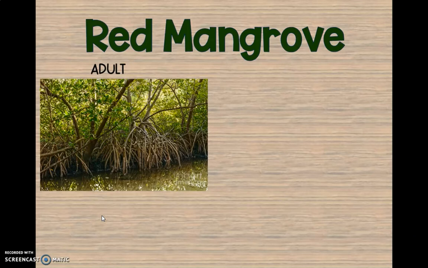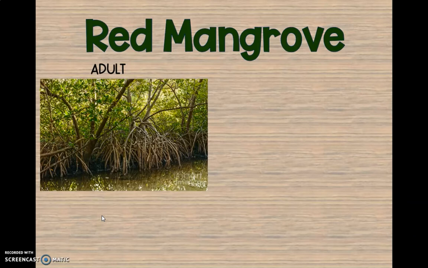Now, normally the roots of a tree would be underground, but with the red mangrove tree, if its roots were underground, it wouldn't get any air, and we know that all living things need air to survive. So the red mangrove tree has adapted to water, and it has pushed most of its roots up into the air so it can get its air.